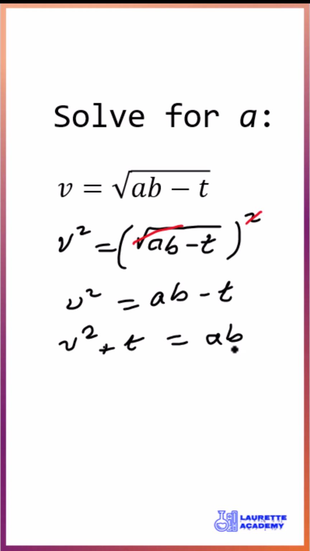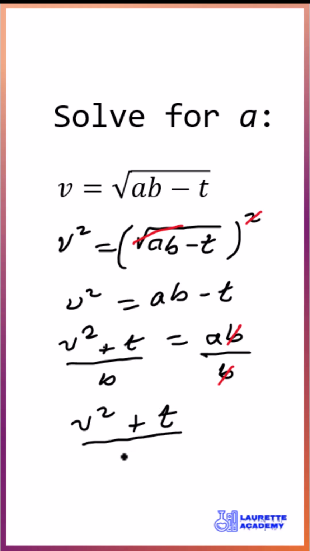Now we want to make a the subject of the formula. A is being multiplied with b. So what is the inverse operation of multiplication? It is division. So we divide both sides of the equation by b, and b will cancel b here, and we're left with the final equation being v squared plus t divided by b is equal to a, and this is our solution.